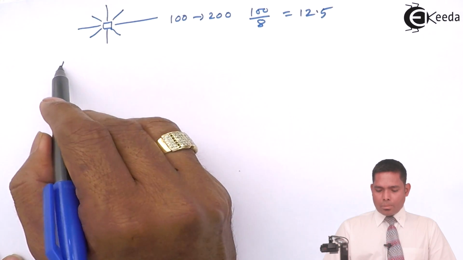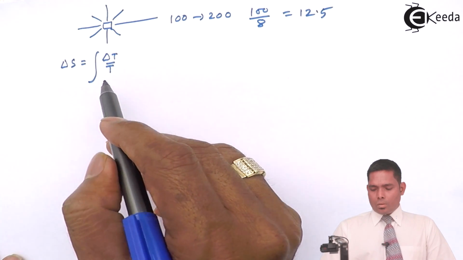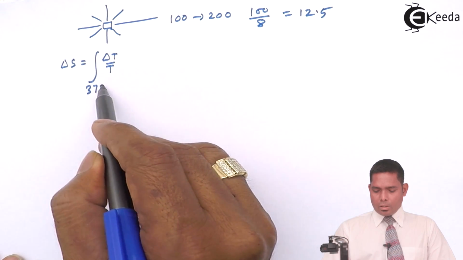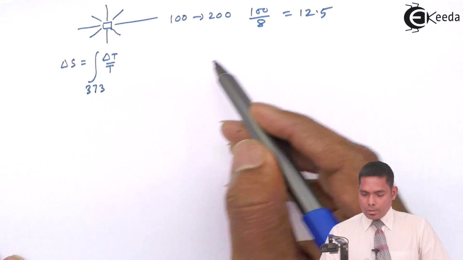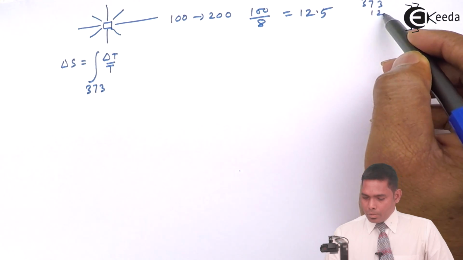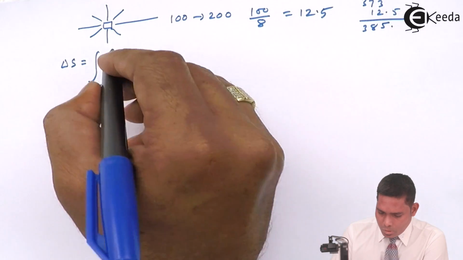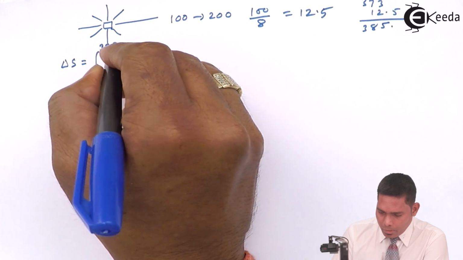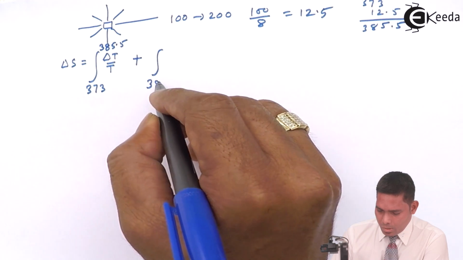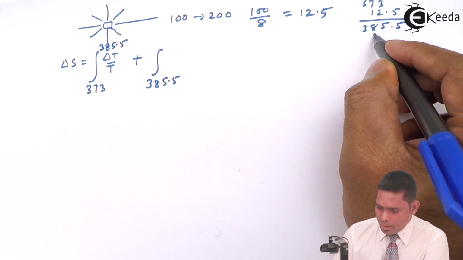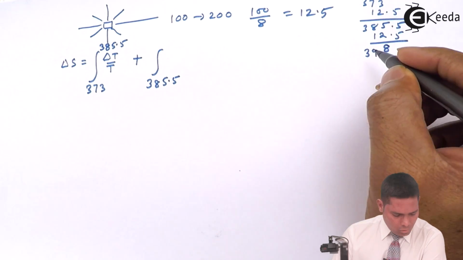So I'll integrate the second part of the question, that delta S is integration of delta T by T, starting from 373 plus this value, 12.5, so it is 385.5. This is 385.5, and plus this will start from here, 385.5. Again to this I will add 12.5, so it becomes 398.